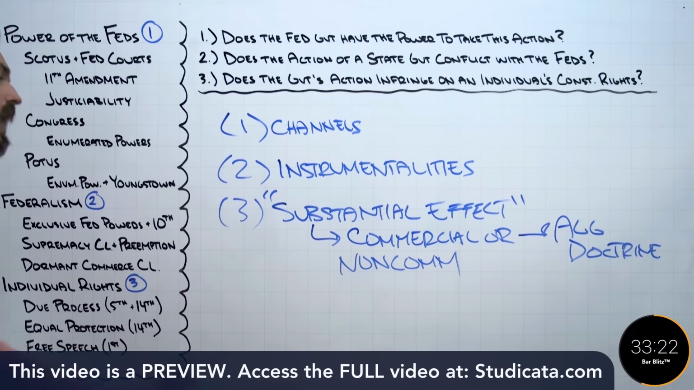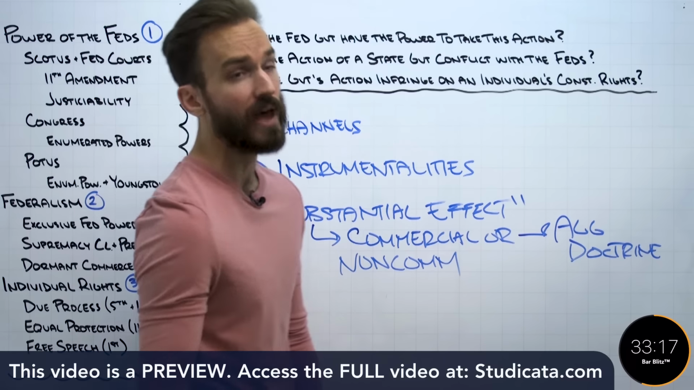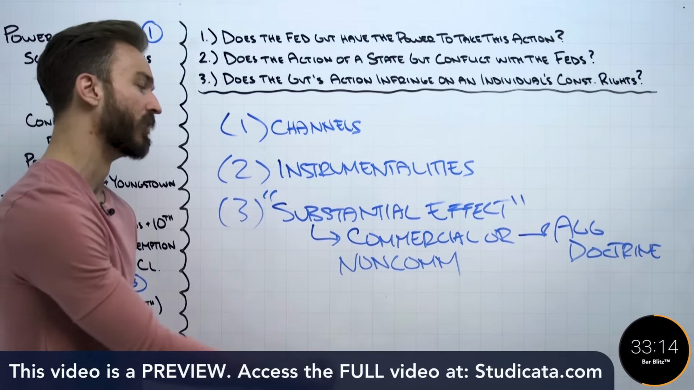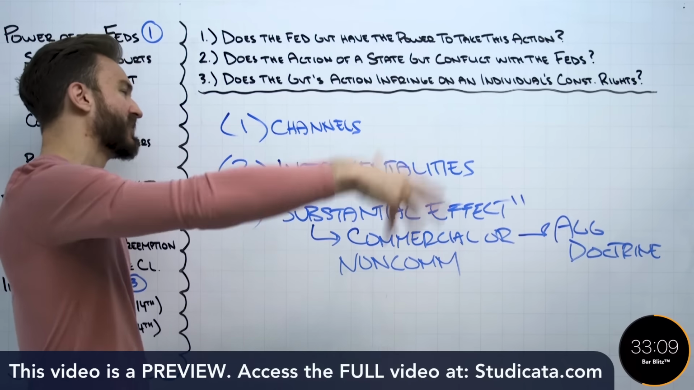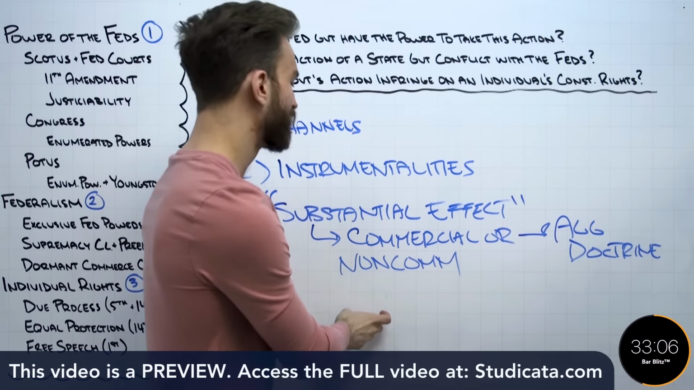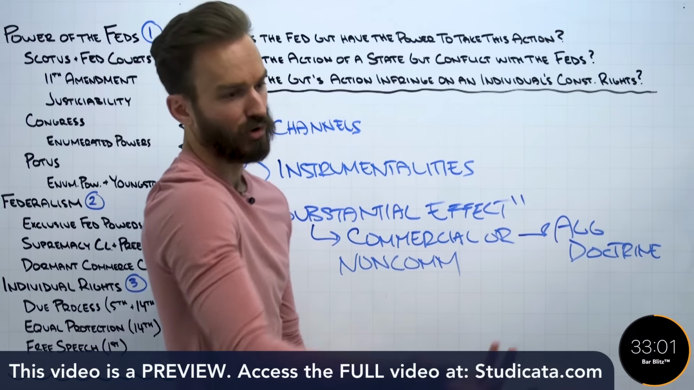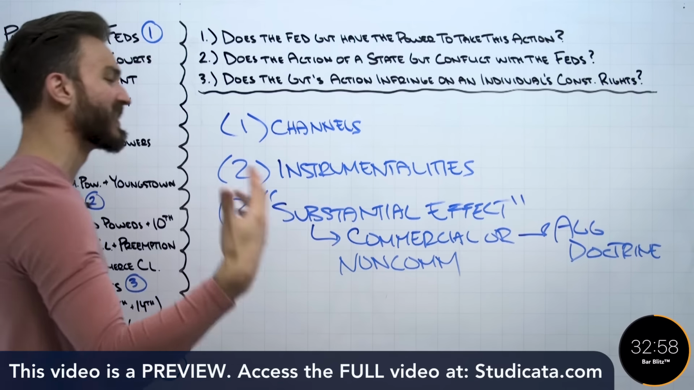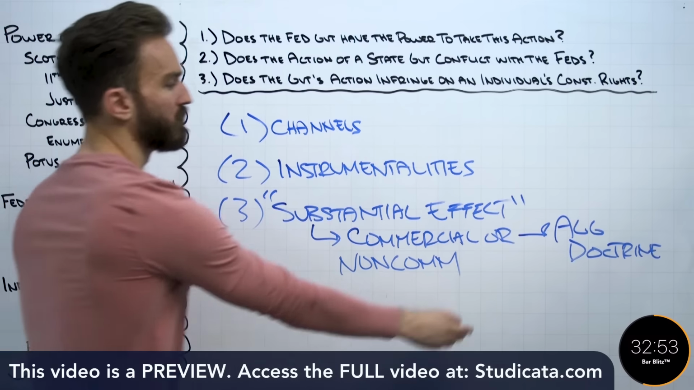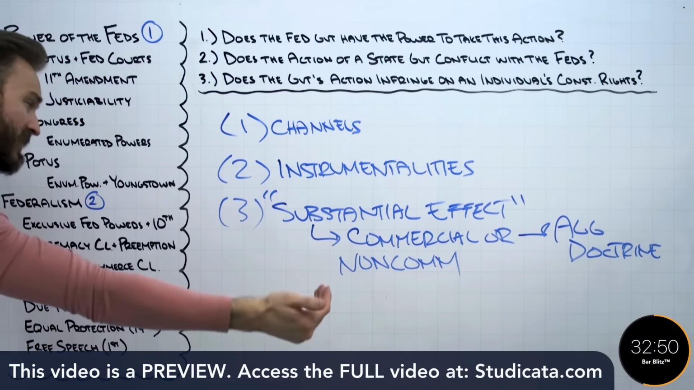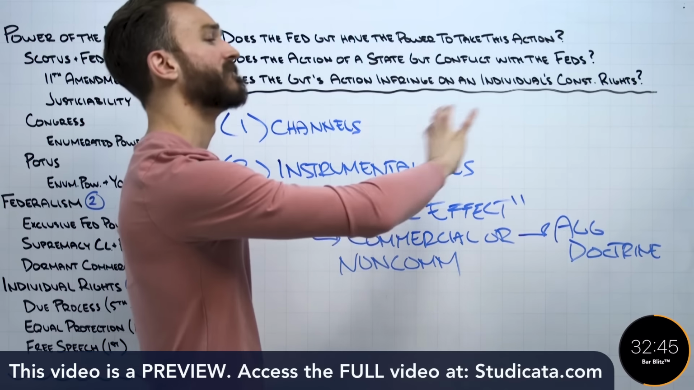But if it's a purely non-commercial activity, a non-economic activity, think United States v. Lopez, possession of a gun in a school zone. Possession of a gun in a school zone, educating children, that has nothing to really do with commerce. That's not really commercial or economic, especially the education of children freely at a public school. Possession of a gun is really not an economic or commercial activity. So you can't apply the aggregation doctrine to that activity.